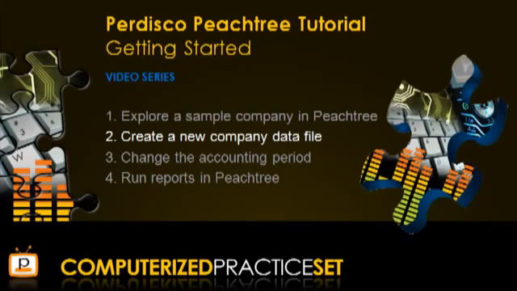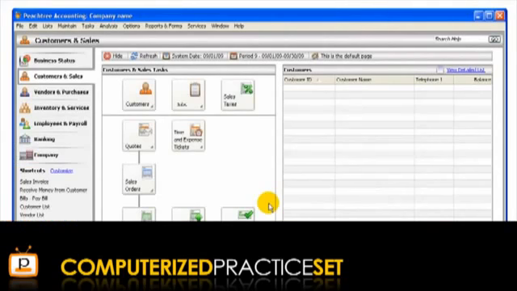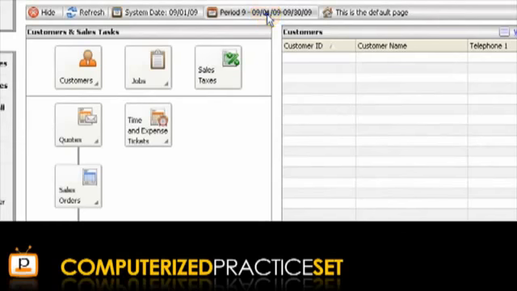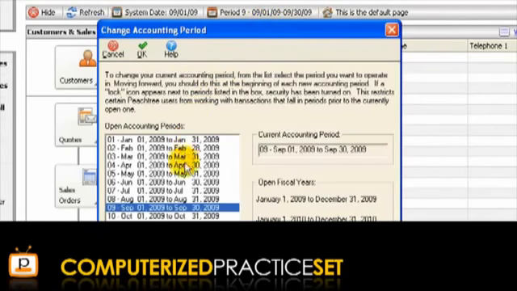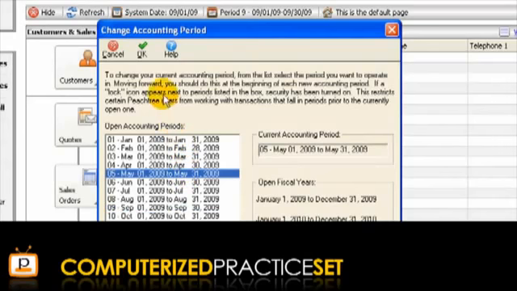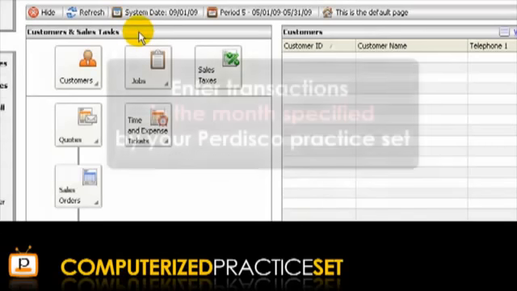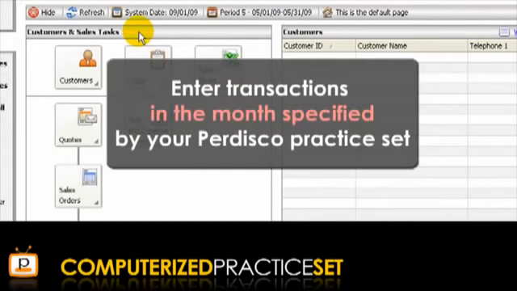The next step after creating your company data file is to change the accounting period. In Peachtree, you need to specify the accounting period for which you are recording transactions. The accounting period is changed simply by clicking on the accounting period icon in Peachtree, selecting the required accounting period, and clicking the OK button. This is a vital step if you are completing Pedisco's Peachtree practice set because it allows you to enter transactions in the month specified in your practice set, even though you may be completing your practice set in a different month.